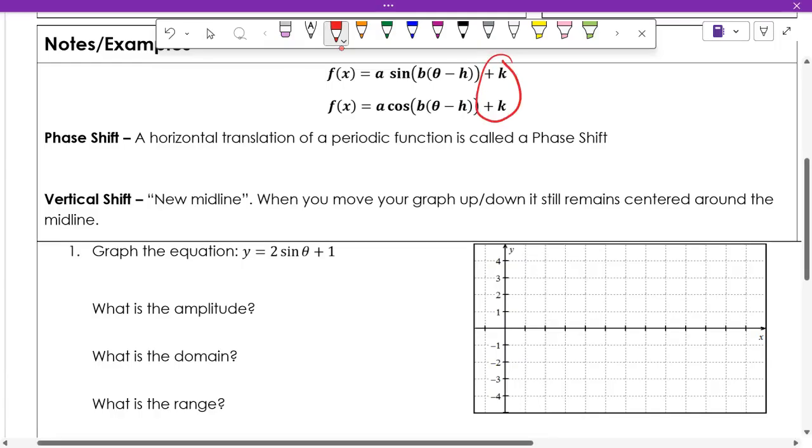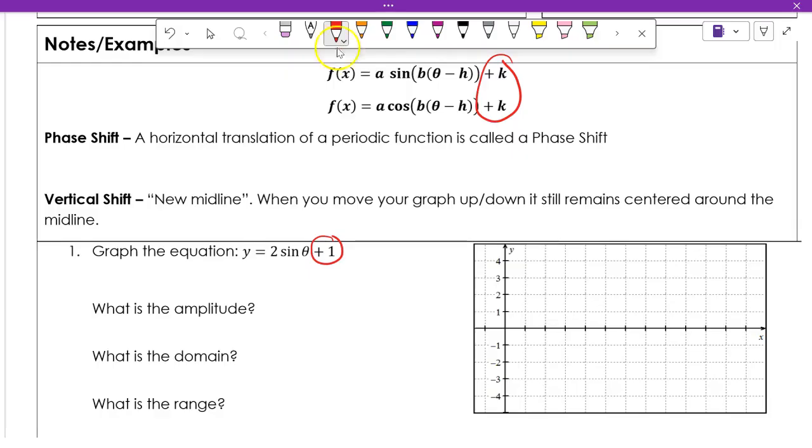So whatever is being added on the outside of your function that is not inside the parentheses, or if there's no parentheses, it's just added or subtracted on the outside of the function. So like exactly what you see right here in this example where I have 2 sine theta plus 1. It's this addition that's outside that I have right there. It's not inside any set of parentheses or anything. So that would be a vertical shift.